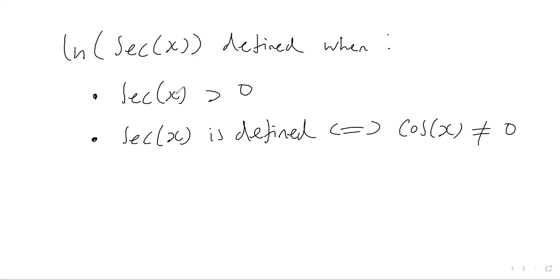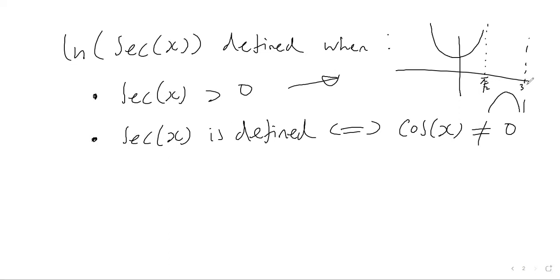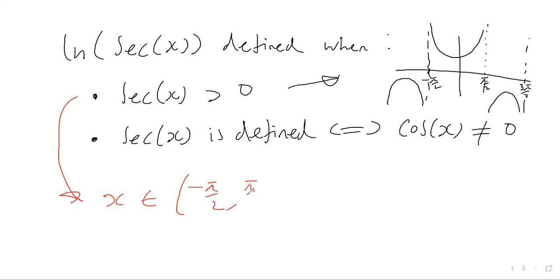So if we just consider this first point here, when is sec of x greater than 0? Well, we know that a secant graph kind of looks something like this. So you've got your asymptotes at pi over 2 there. You've got another one here at 3 pi over 2. You've got one here, negative pi over 2, and so on and so on. And the graph kind of goes like this. So where is sec of x greater than 0? Well, it's greater than 0 when x is in this set here. So the set between minus pi over 2 and pi over 2.